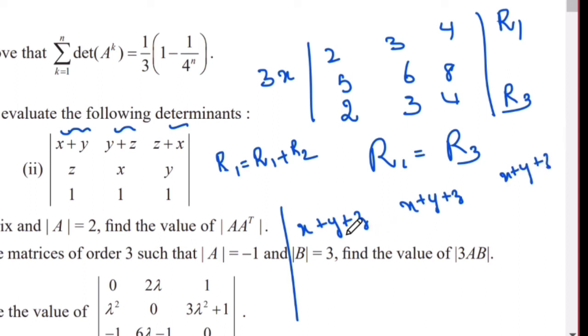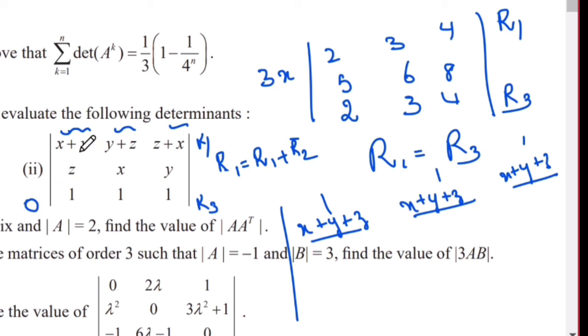Now, what I should do? This is common, you take it out. Isn't it? x plus y plus z is here, take it out. What will you get if you take it out? You will get here 1, 1, 1. So now you can see R1 and R3 are equal. So the value of the determinant is 0. So this value is also 0.